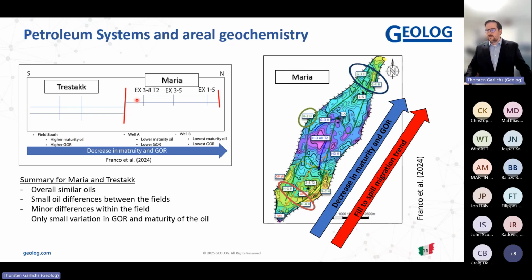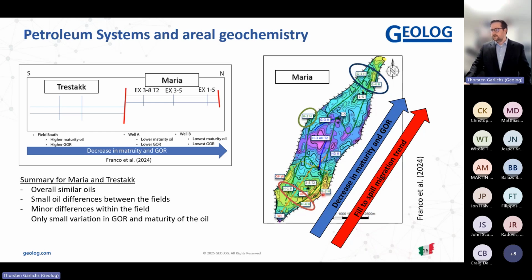And when we go towards Maria, along the migration or along the fill to spill scenario, we end up in a little bit lower maturity compared to Trestak. Also the southern part of the Maria field, which you see on the right side, the Maria map, is a little bit lower mature, but the lowest maturity we see in the northern part of the Maria field. So there is a southern part, more or less the middle part, and the northern part, and this is having the same trend. We have a decrease in maturity and GOR.